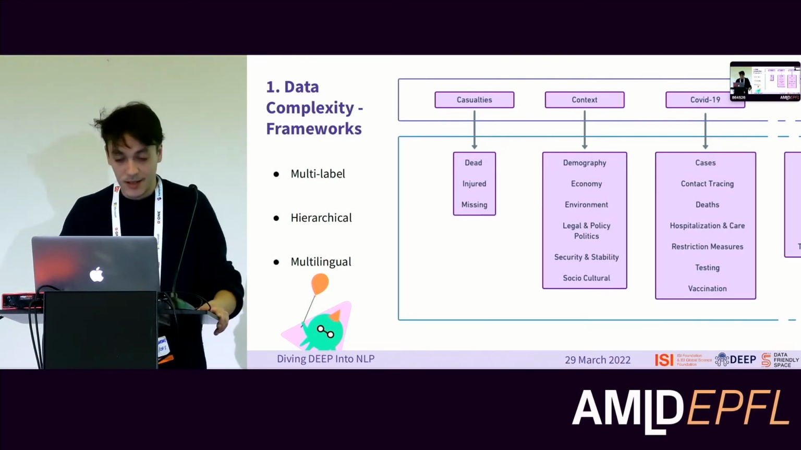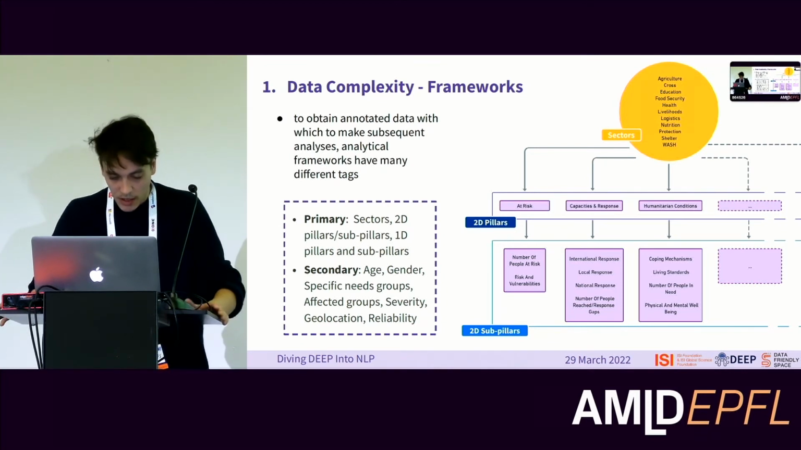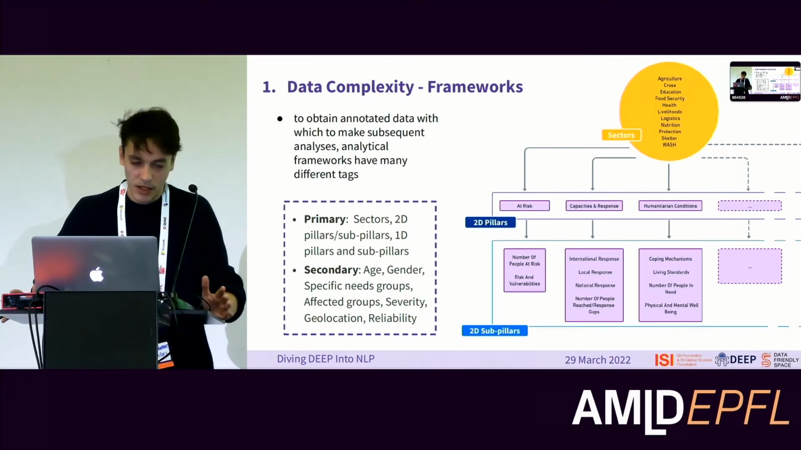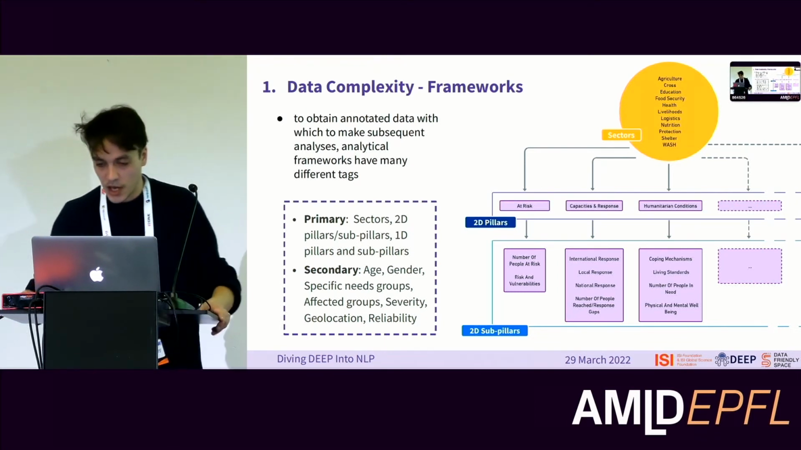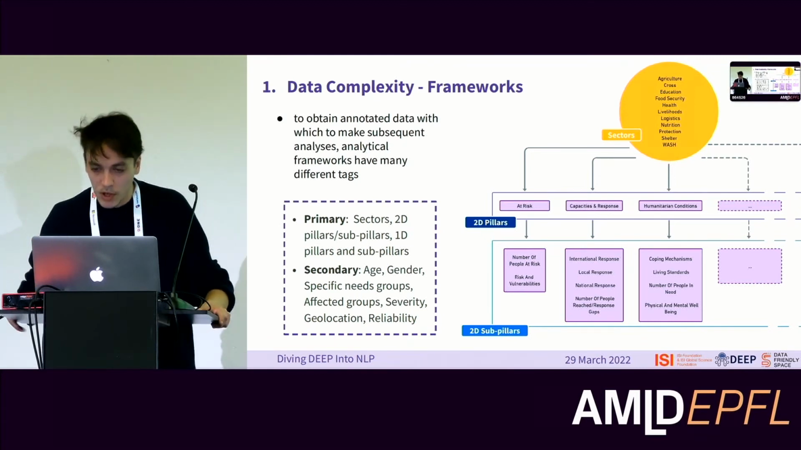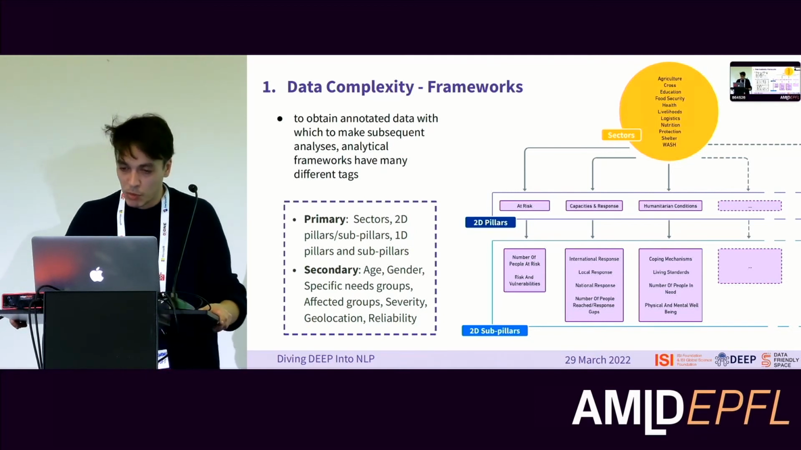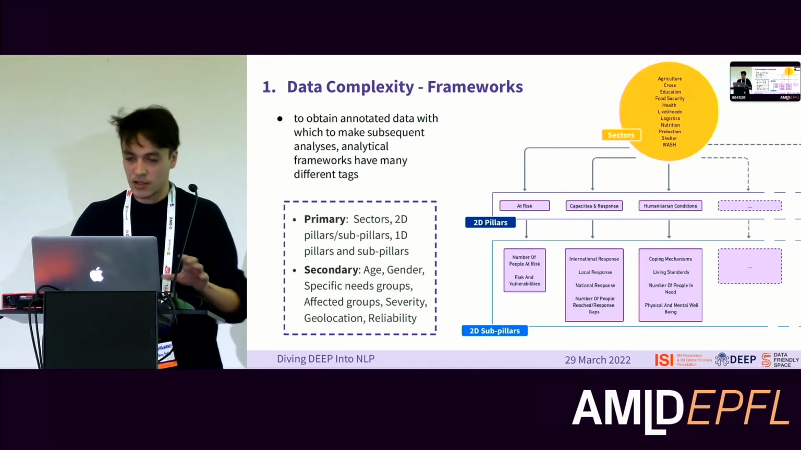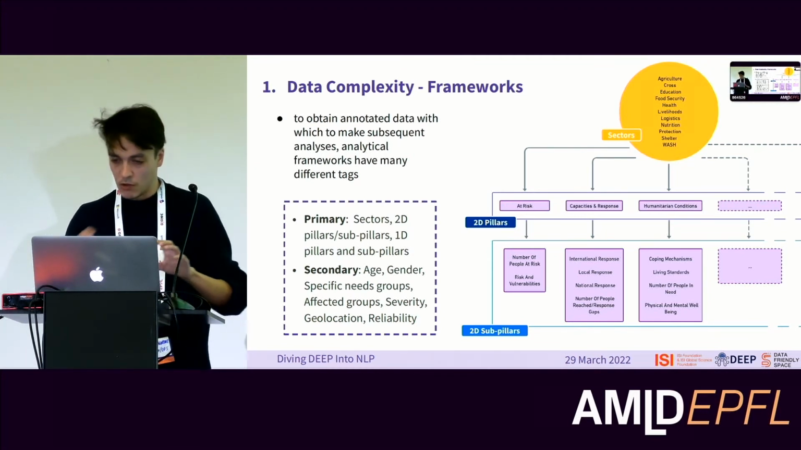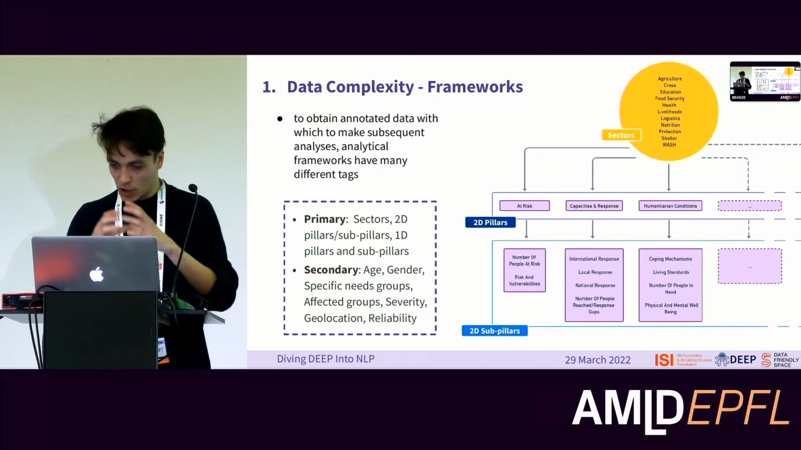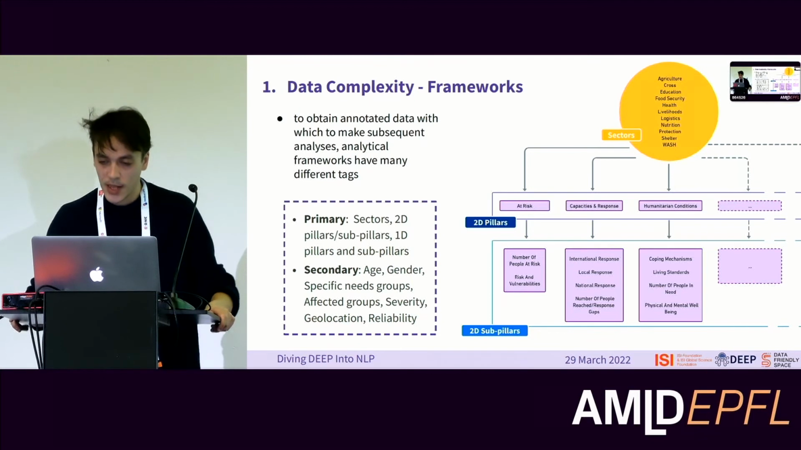a multilingual system. Here in the DEEP platform, we divided the analytical frameworks in two main categories, the primary tags and the secondary tags. Here we can see a part of an example of the relationship, a three hierarchy level relationship between some groups of primary tags, sectors, and then 2D pillars, 2D sub-pillars that are only names that we use to create groups between the different levels of the hierarchy of the labels.